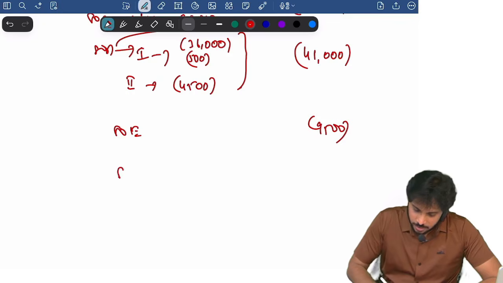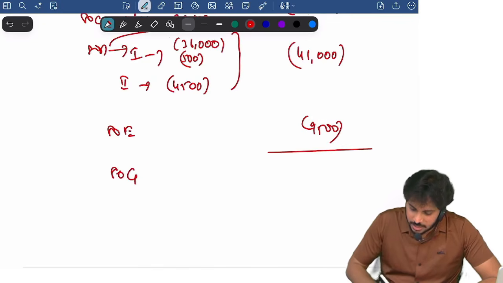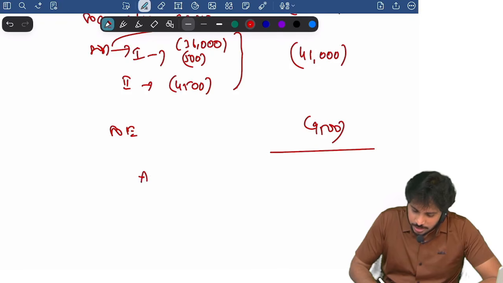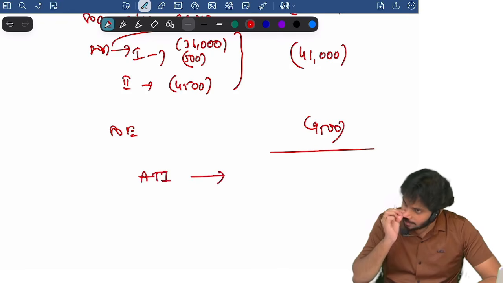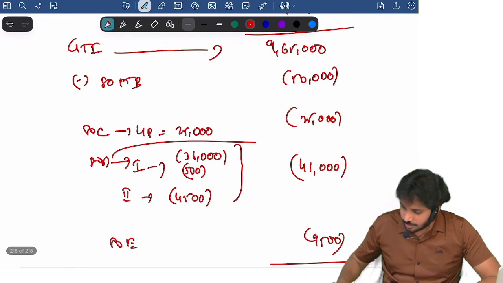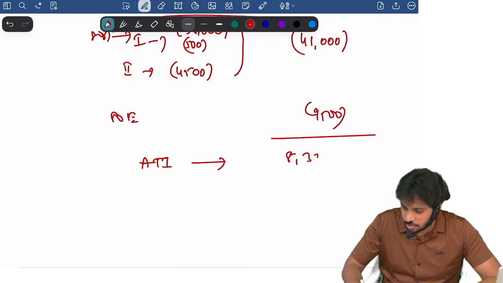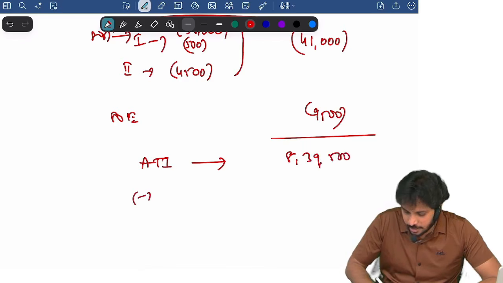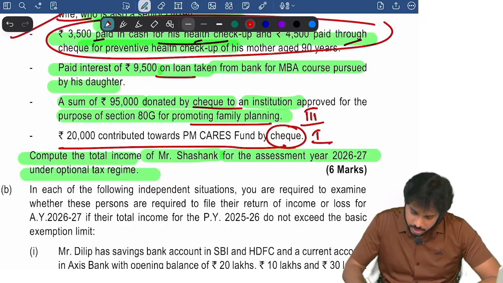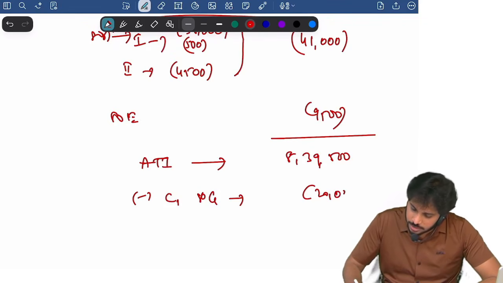Okay, fine. Before 80G, how much is the total income? Adjusted total income, I'm finding it out directly. 9,65,000 minus 50,000 minus 25,000 minus 41,000. So therefore adjusted total income is 8,39,500. Minus category 1 of 80G. How much is the PM CARES fund? Cheque only. 20,000. Yes or no?